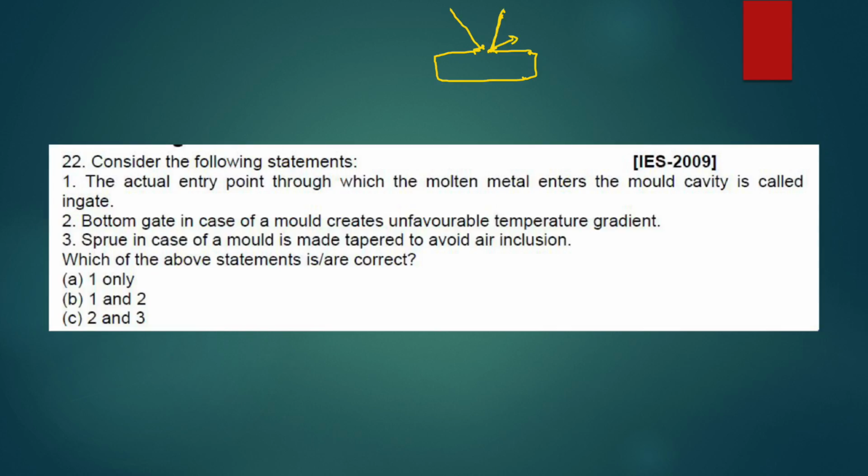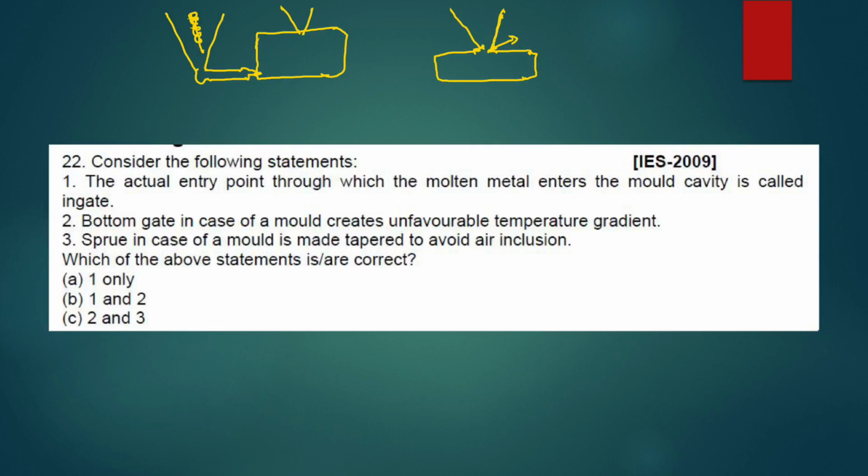And in bottom gating system we will use like this. This is the mold cavity, and the riser where we are providing. So at the bottom point we will feed the molten metal. So this is bottom gate system.